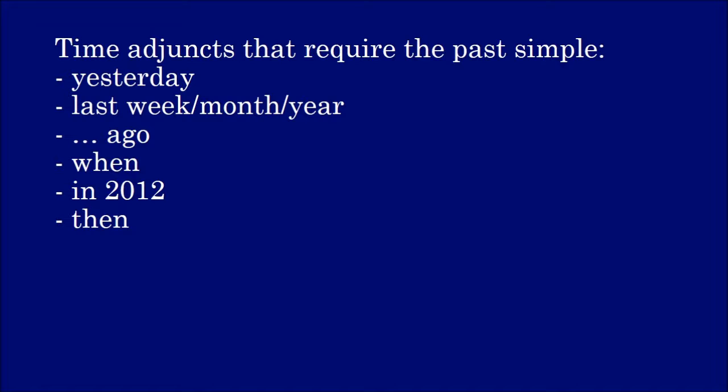This is a short list of time adjuncts that require the past simple: yesterday, last week, last month, last year, ago, when, in 2012, then. Each and every time you see an adjunct like this, use the past simple.